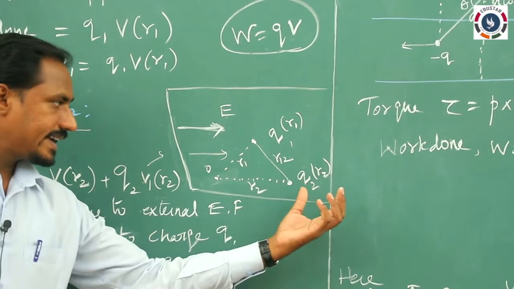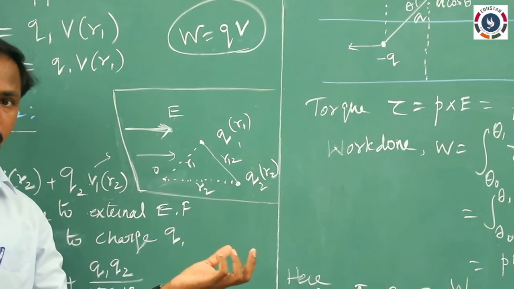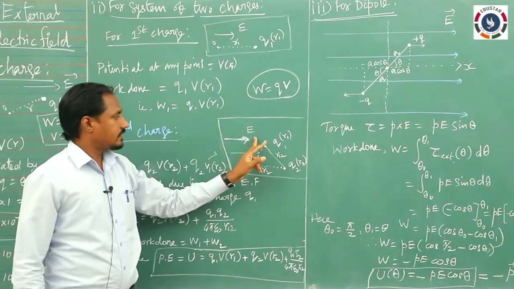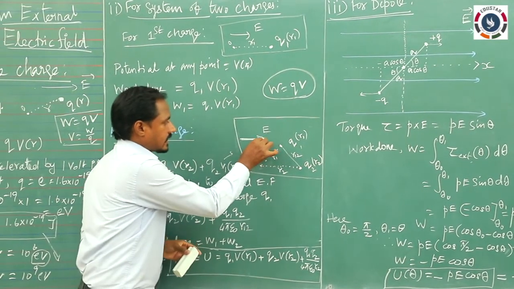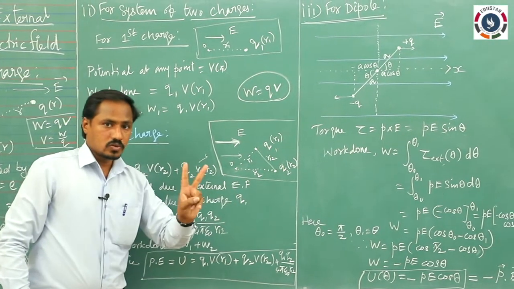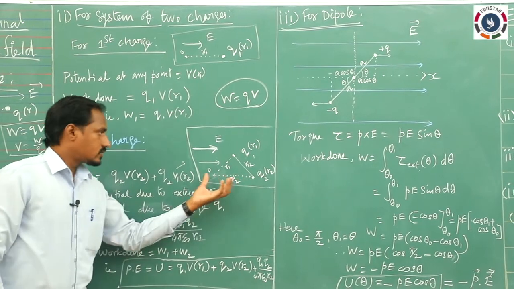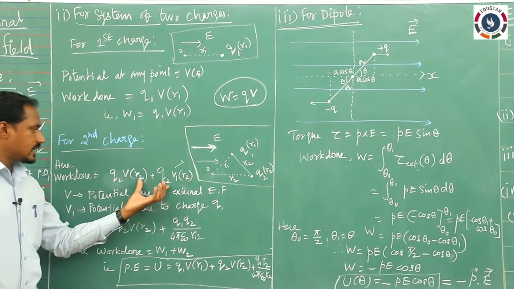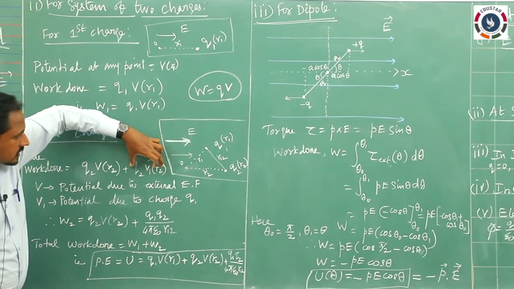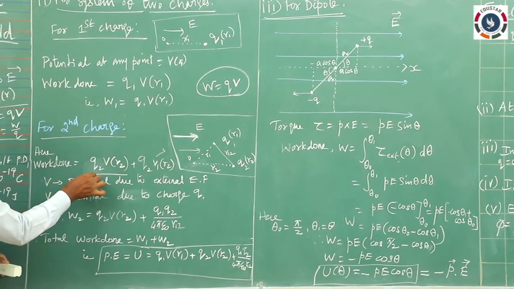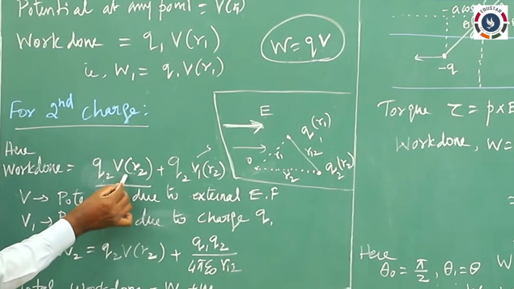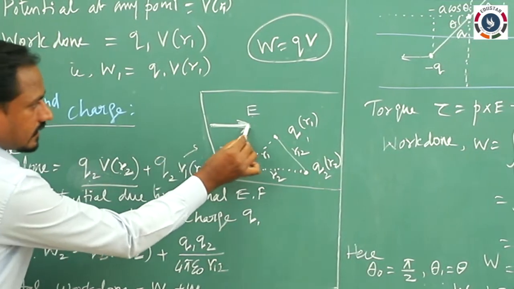Now, taking this second charge, we have to do work against two things. The first is the external electric field, and also the first charge. So we have to do two works, and that is the total work done. For the second charge, the work done is written as a combination of the external electric field and the first charge. For the external electric field, it can be written as q2 into V of r2, where q2 is the second charge and V of r2 is the potential due to the external electric field.